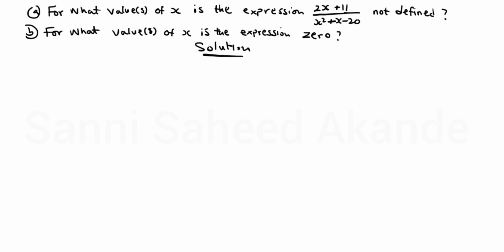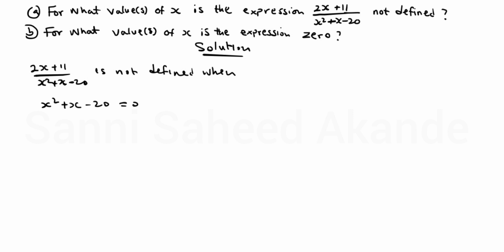Okay, so this expression given to us, 2x plus 11 divided by x squared plus x minus 20, is not defined when the denominator, which is x squared plus x minus 20, is equal to 0, just like we did in the previous example. So we are going to solve this now using the factorization method. What are the two numbers that when you multiply them together give you minus 20, and on adding them together give you plus 1? Those numbers are plus 5 and minus 4.